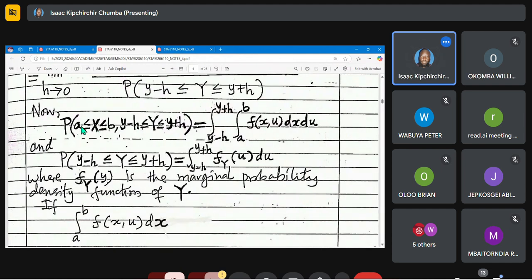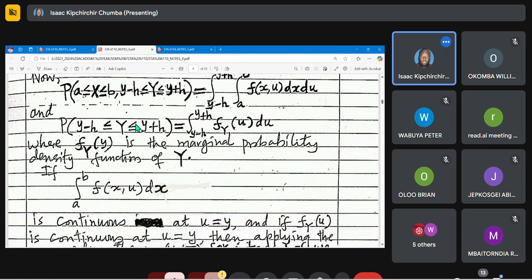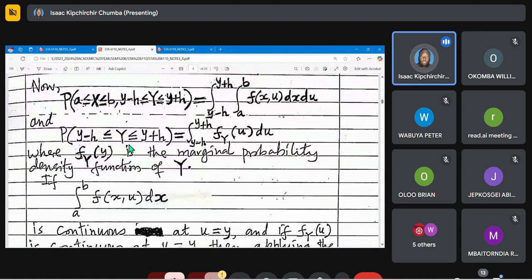So we shall get that joint probability. For the marginal, we need the marginal of y, that's why you are saying here fy. And because the limits are in terms of y, we cannot write here y. We have to change to another variable different from y, so I'm using u. So this u will lie between y minus h to y plus h. Whatever you have here is the marginal probability density function of y.